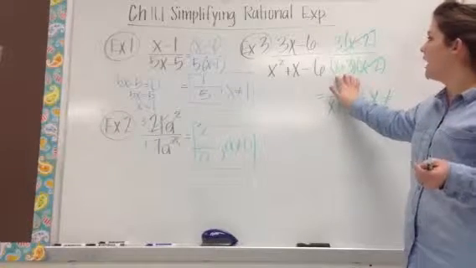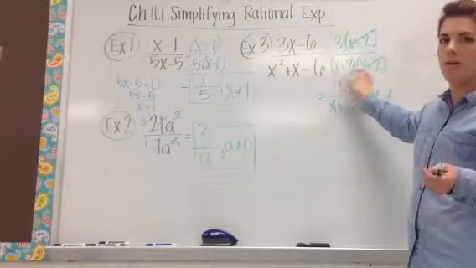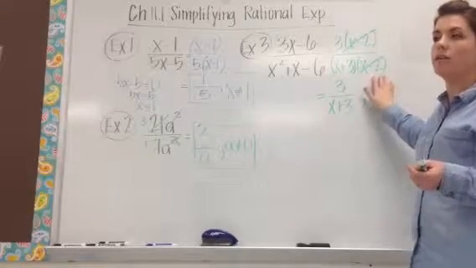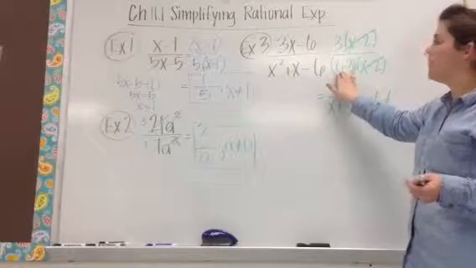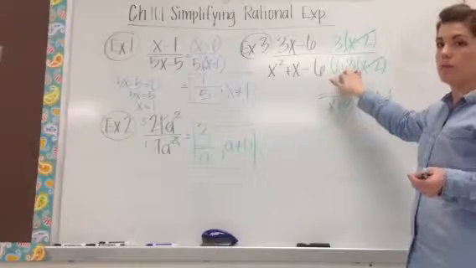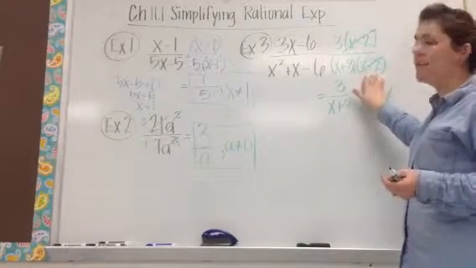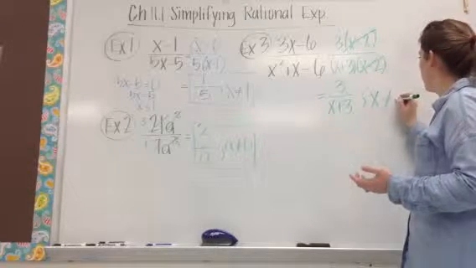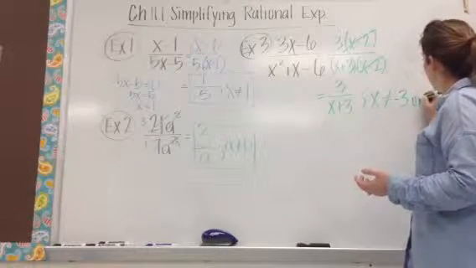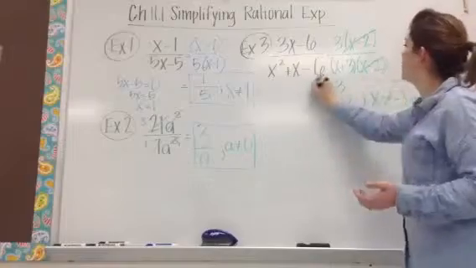So you'll ask yourself, what can I do to make this 0, and what can I do to make this 0? It's called the zero product property. x can't be negative 3 here, because negative 3 plus 3 is 0. And here x can't be 2. So it's going to be negative 3 or 2. So there's 2 excluded values there.